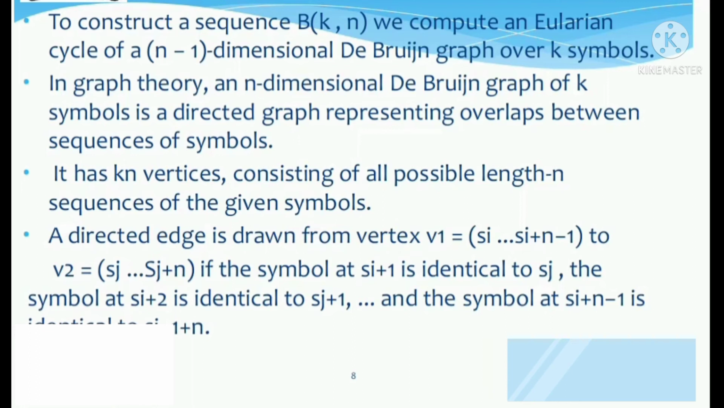Last point, a directed edge is drawn from vertex v1 = (s_i, s_i+1, ..., s_i+n-1) to vertex v2 = (s_j, s_j+1, ...) if the symbol s_i+1 is identical to s_j, the symbol s_i+2 is identical to s_j+1, and the symbol s_i+n-1 is identical to s_j-1+n. So we get the same values: s_i+1 corresponds to s_j, s_i+2 corresponds to s_j+1, and s_i+n-1 is identical to s_j-1+n.